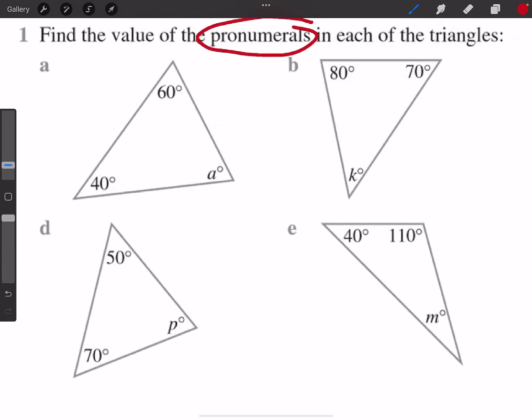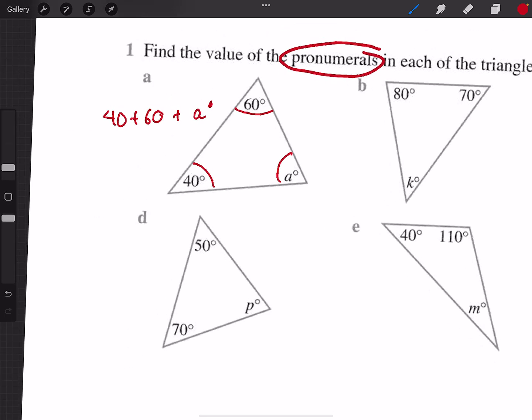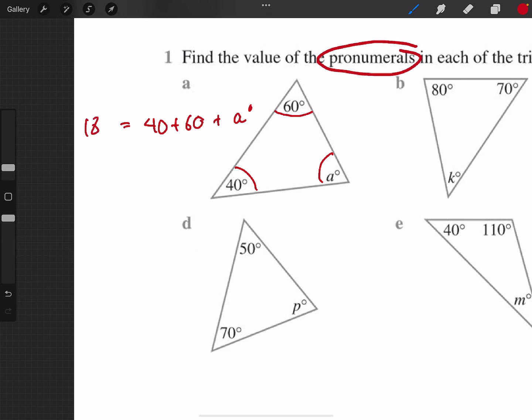So, in question A, you're asked to find what this angle is. Angle A is equal to how much? So, let me just change this. Okay, so we know that all the angles inside of a triangle add up to 180. So that means that 40 plus 60 plus the angle A is equal to 180 degrees.